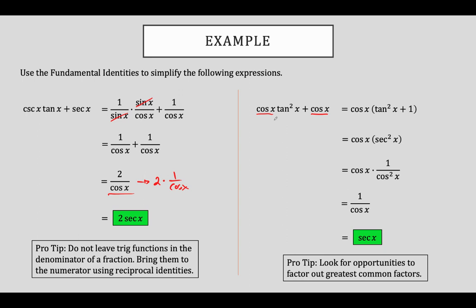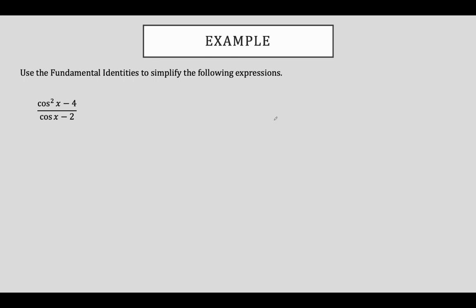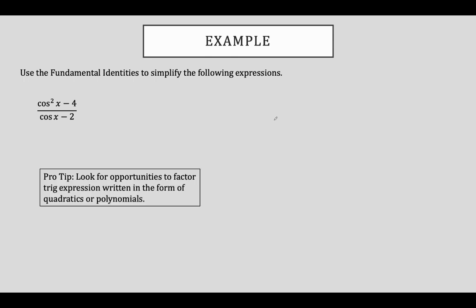Cosine squared x minus 4 divided by cosine x minus 2. On the topic of factoring, our next pro tip is to look for opportunities to factor trig expressions written in the form of quadratics or polynomials, right? Let's look for trig expressions that are factorable.